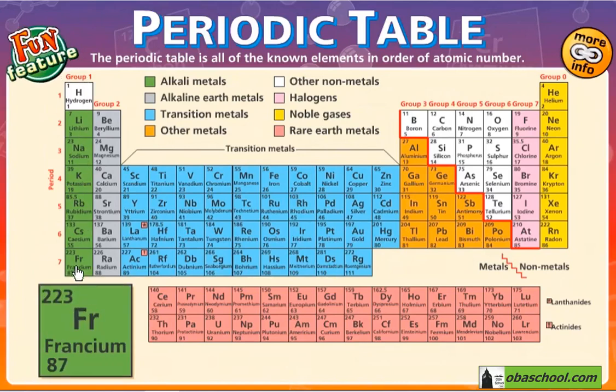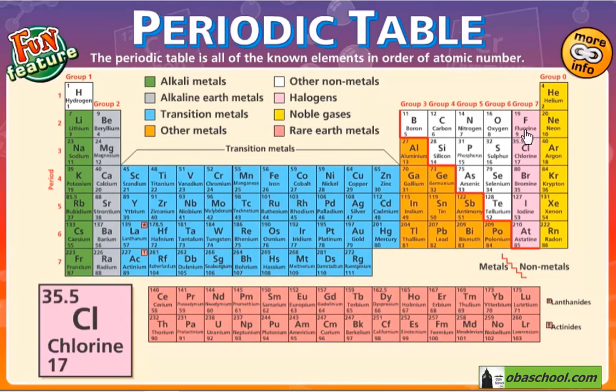Group number 1 are in green and they are called the alkali metals. Notice that hydrogen is not colored green, it's colored in white because it is a non-metal, it's not a metal. Group 2 are called the alkaline earth metals. In blue are the transition metals. The transition metals separate group number 2 from group number 3. And then we have group number 4, group number 5, 6, 7.